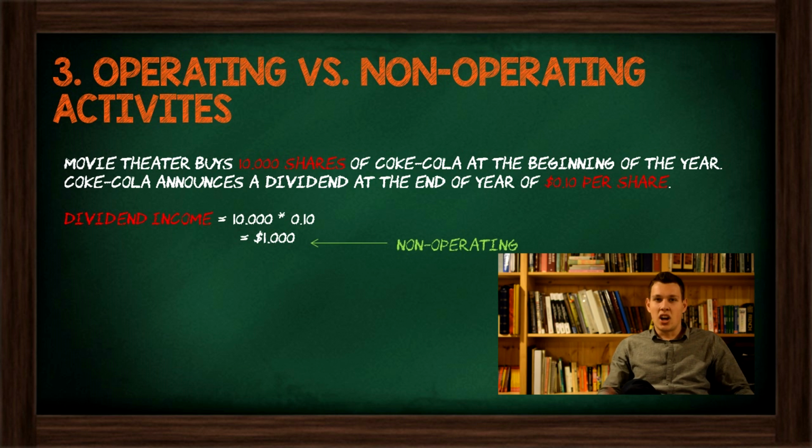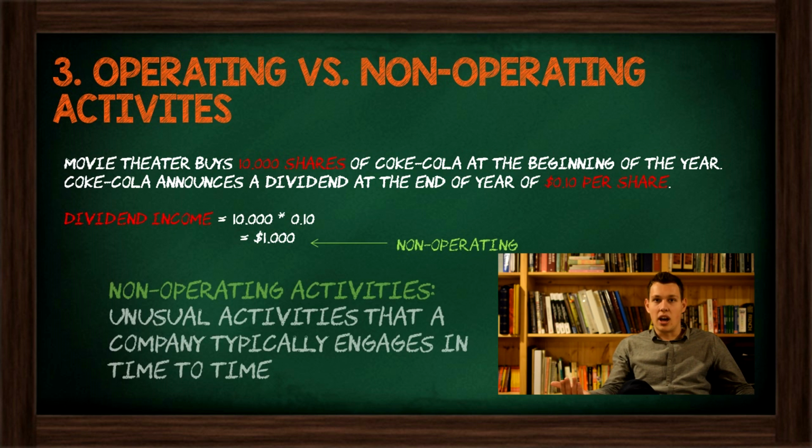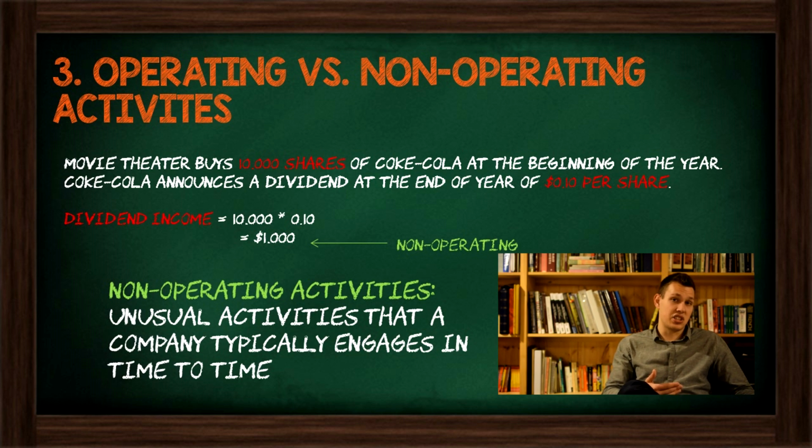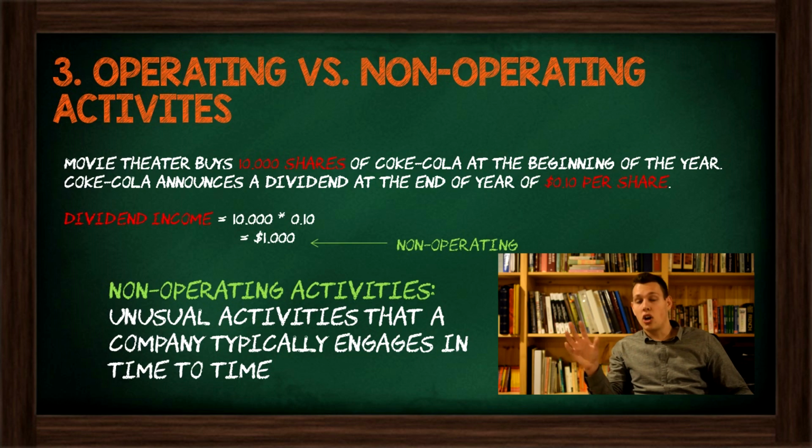It's not like the movie theater is getting dividends every single day. And it just doesn't make sense. A movie theater company gets its sales from movie tickets or from its concession. You don't really think of them as a company that's going to get a lot of dividend revenue. So you would call that a non-operating activity. Now you know the difference between an operating activity and a non-operating activity.